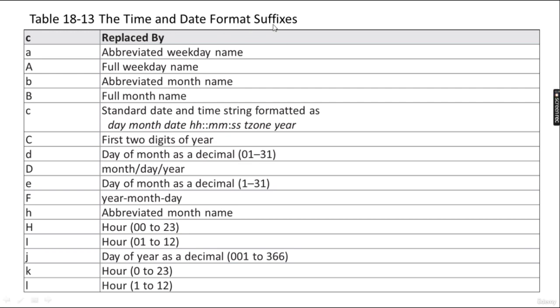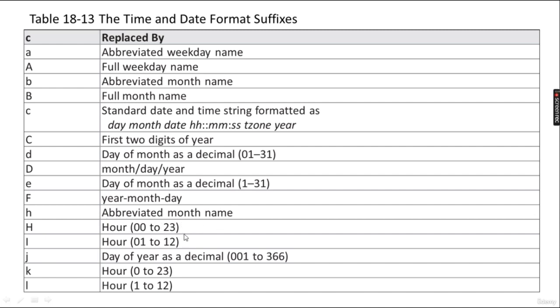Now we will see the time and date format suffixes. a, abbreviated weekday name. Capital A, full weekday name. b, abbreviated month name. Capital B, full month name. c is for standard date and time string formatted as day, month, date, hour, minute, second, time zone, year. Capital C, first two digits of year. d, day of month as a decimal, 01 to 31. Capital D, month, day, year. e, day of month as decimal, 1 to 31. F, year, month, day. h, abbreviated month name.